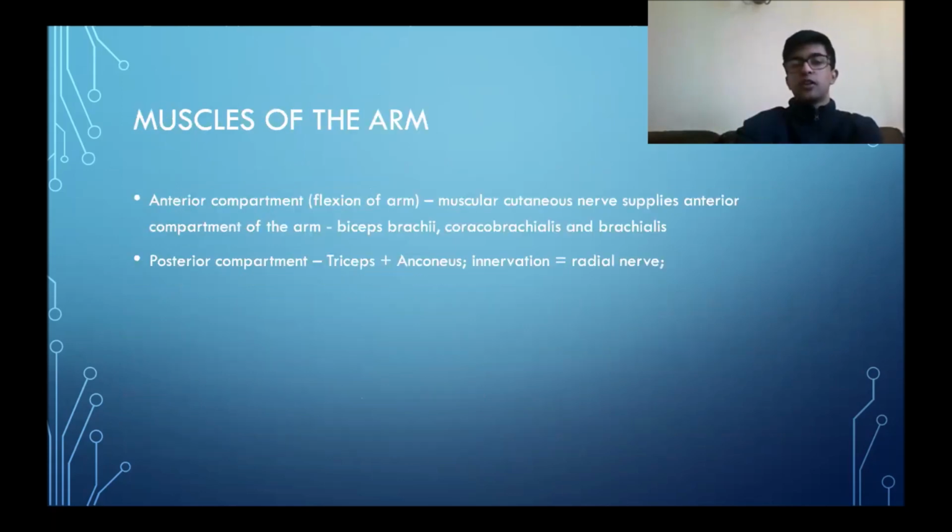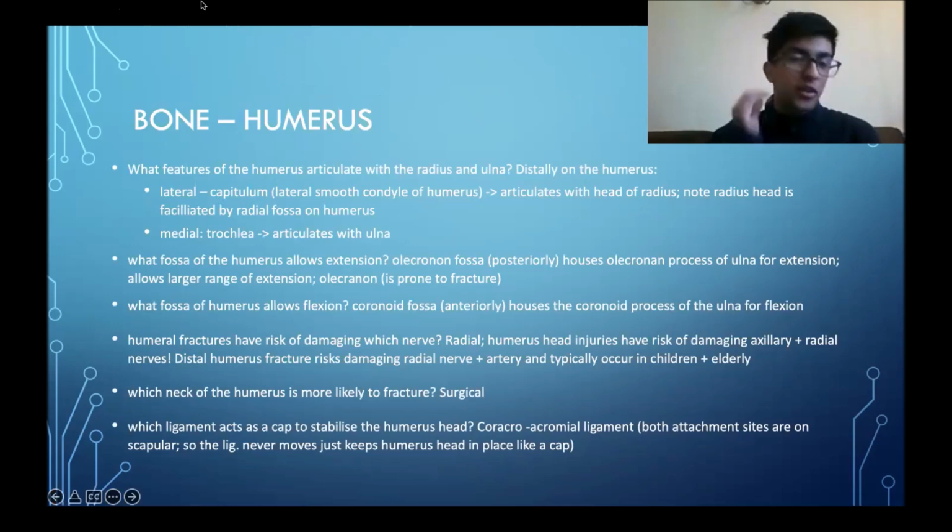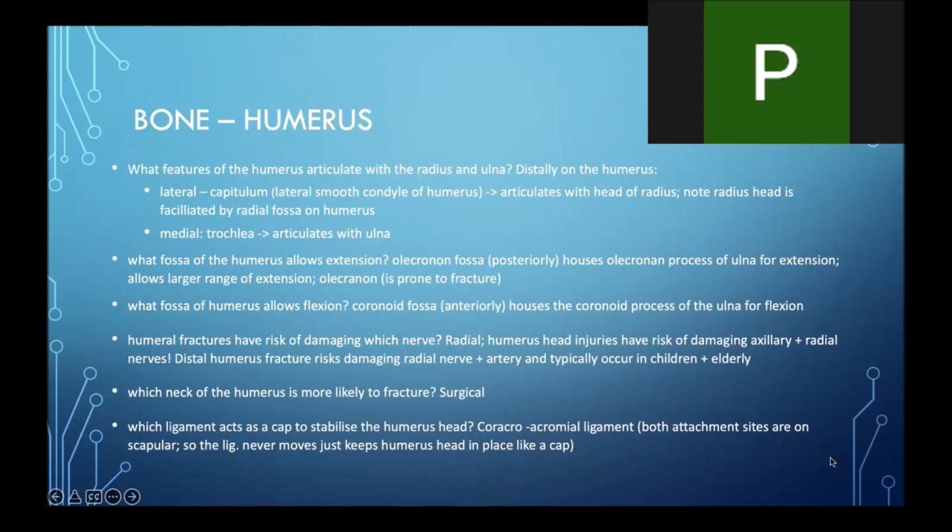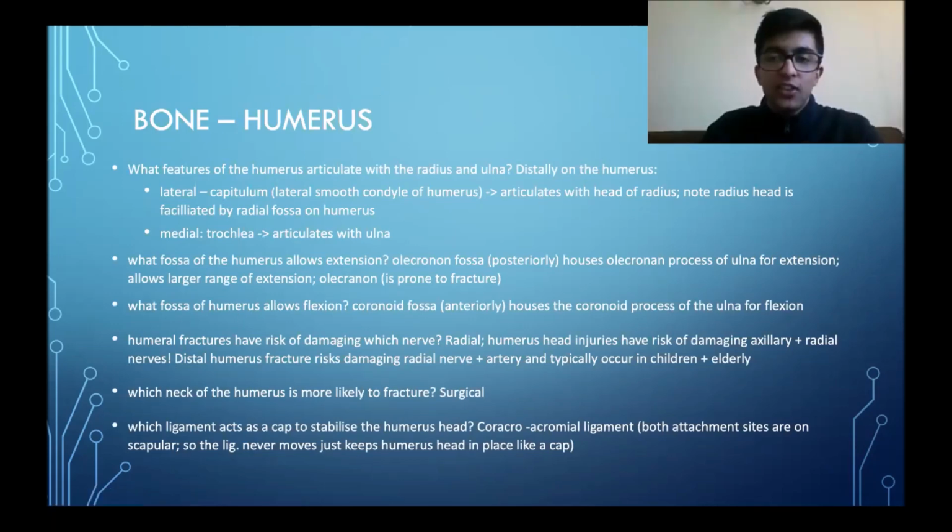So we've done the shoulder, now we're going to the arm. So the humerus, the bone, is basically one of the key things of the arm, because this is forearm and that's arm. So the features of the humerus, you have a lateral and medial aspect that I want you to consider. Laterally on the humerus, you have the capitulum, and medially, you have the trochlea.